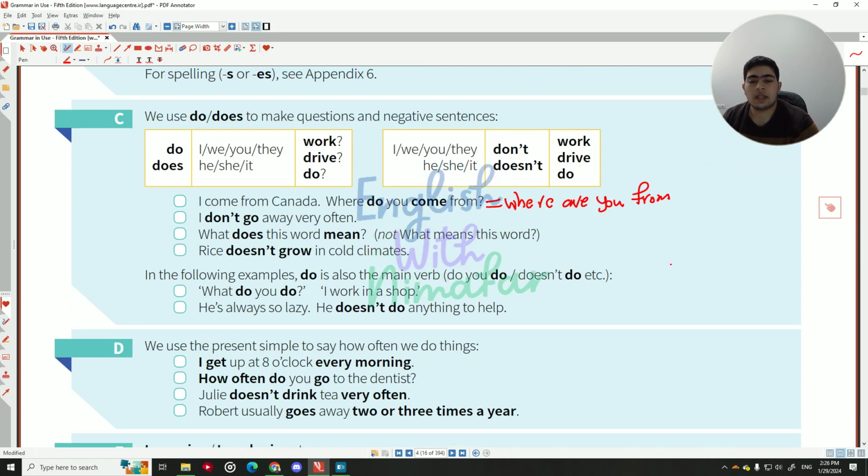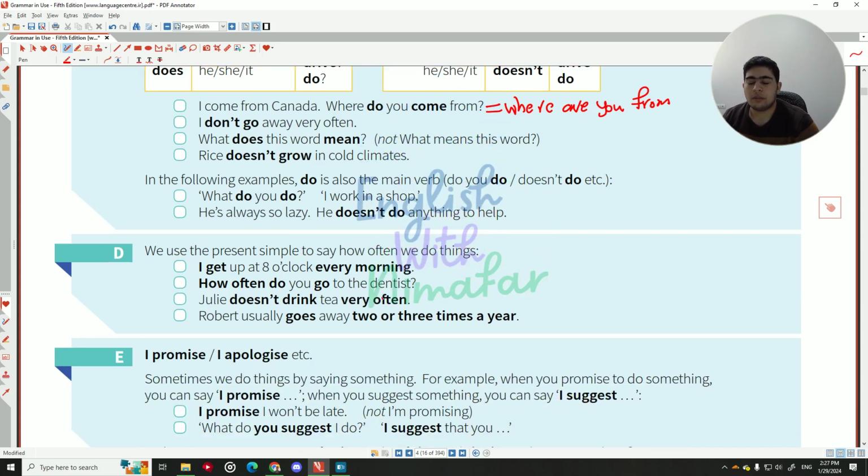In the following examples, do is also the main verb. Do or doesn't do. What do you do? It means what is your job, occupation. What do you do? I work in a shop. He's always so lazy. He doesn't do anything to help.